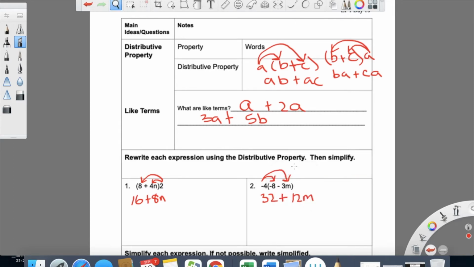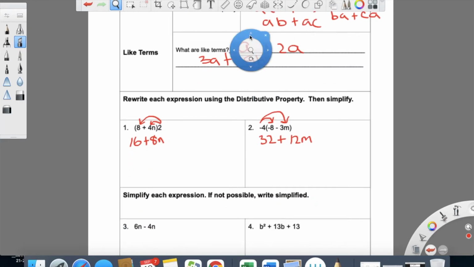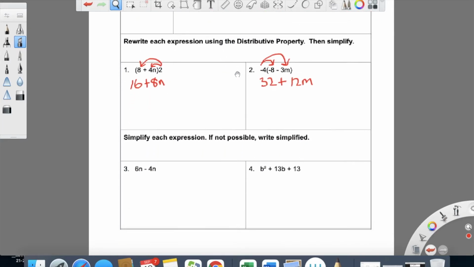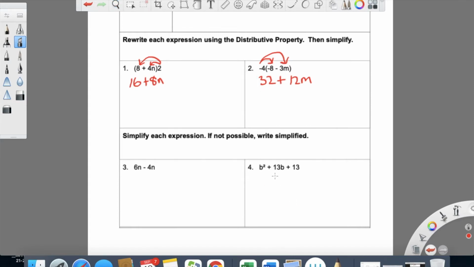All right, let's take a look at the like terms down below here. Simplify each expression. If not possible, write simplified. So we have 6n minus 4n. So they both have an n, the same variable, and neither one has an exponent, which actually means it's an exponent of 1 when you don't see it. A lot of the time when we don't see things, it tends to be a 1. So this just means we have 6 n's and we're taking 4 of them away.